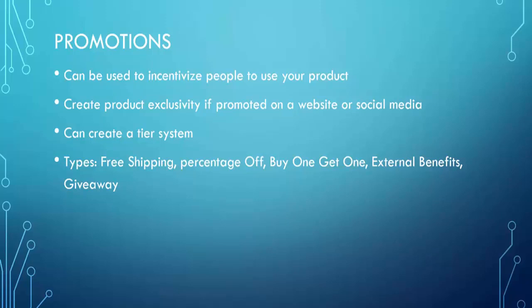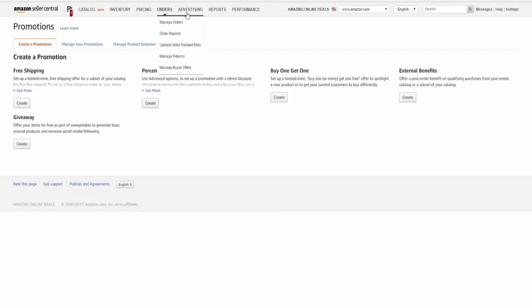So I'm going to do a screen share on what promotions look like and how you can get started using one. Once you're in your Seller Central account, you'll go to Advertising and then Promotions. And then you'll be able to see all of the different ones that are available. For this demonstration, I'm going to show you how the percentage off option works, and then the other options are pretty much the same as this one.